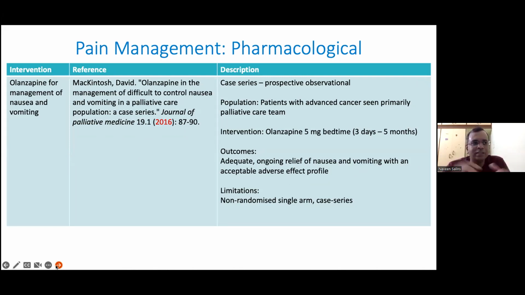Here, the intervention was a varied intervention. In some centers, they used it for as short as 3 days. In some centers, they used it for a longer period of time. So the response was good. There was a good relief of nausea and vomiting, and the side effect profile was acceptable. However, again, like the previous study, it was a single arm, non-randomized study, predominantly evidence from a case series.